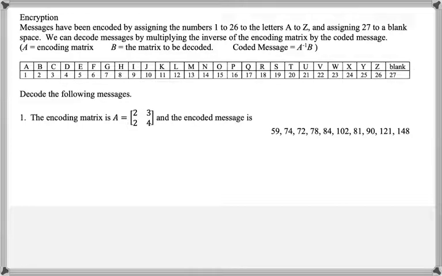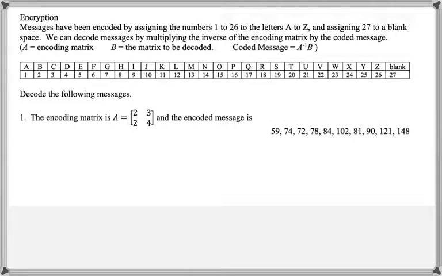So matrix A is the encoding matrix. Matrix B is the matrix that needs to be decoded. And to do this, we need to do A inverse times B. The directions say decode the following messages. Our encoding matrix for number 1 is 2, 3, 2, 4, and this is our encoded message. This should actually say something, meaning if we do the math and we get a bunch of letters that don't say anything, then we probably did something wrong.